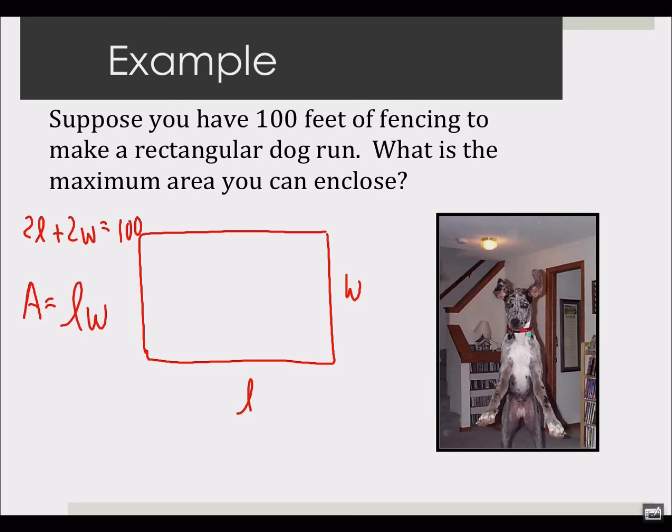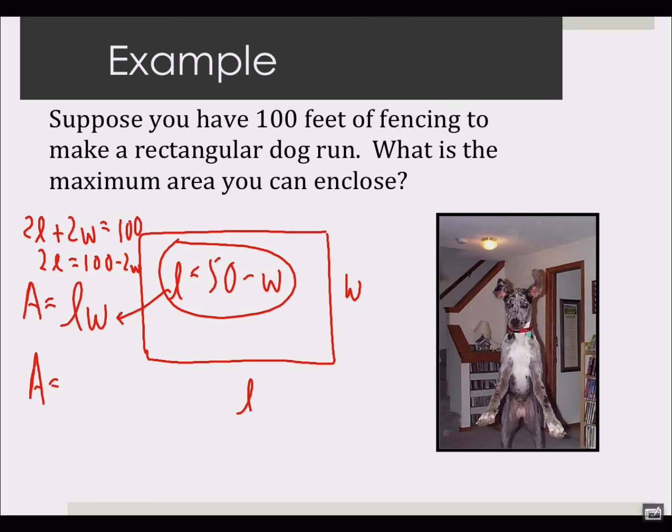So what I'm going to do is take this and solve it for L. If I solve this for L, I get 2L is equal to 100 minus 2W. So L is equal to 50 minus W. Now I can take that and put it in over here. So area is equal to 50 minus W times W. Does that help at all?